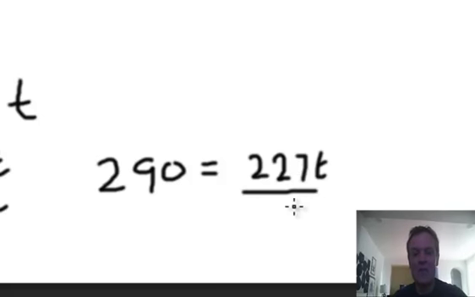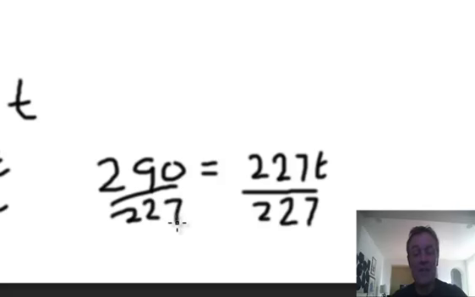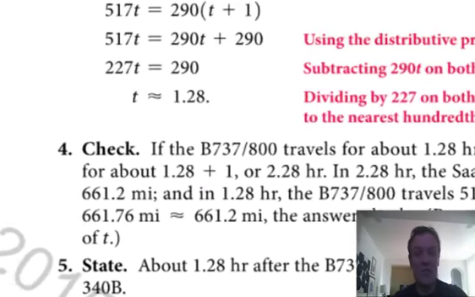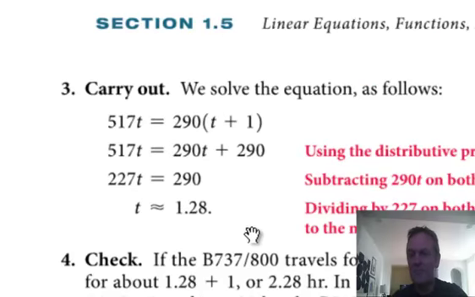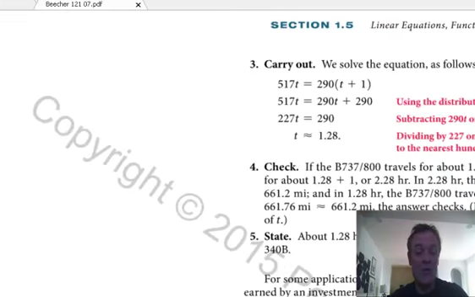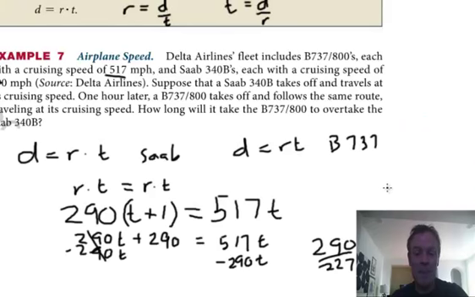Okay, if we divide both sides by 227, that should get in your calculator. There we go. 1.28, okay? So remember, that's the time that it takes to actually catch up, okay? That's it, 1.28 hours. And that's it.